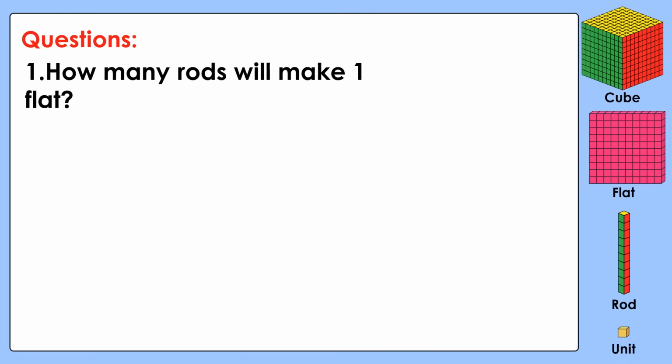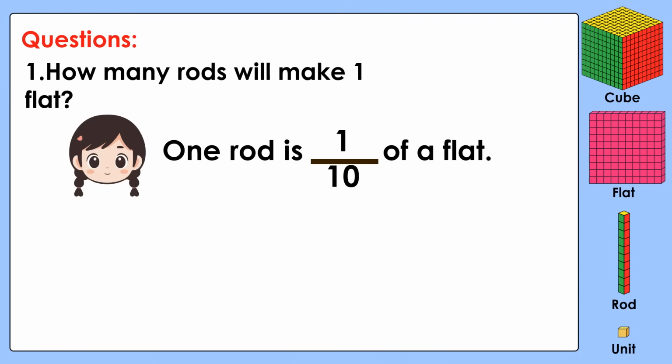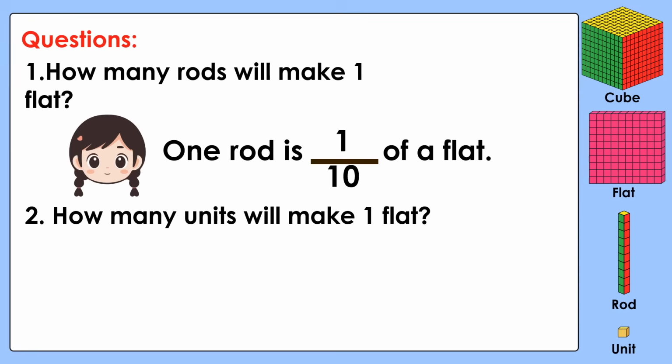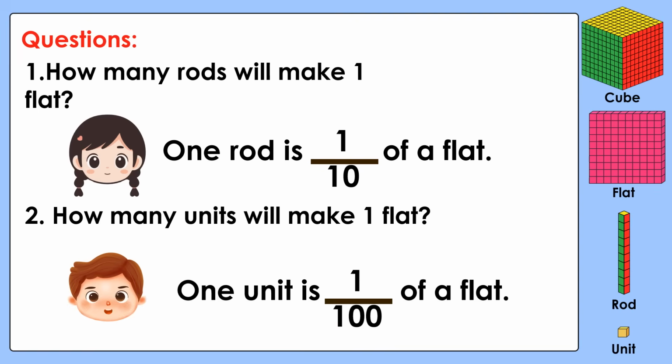Questions. Number 1. How many rods will make one flat? The answer, 1 rod is 1/10 of a flat. Number 2, how many units will make 1 flat? The answer, 1 unit is 1/100 of a flat.